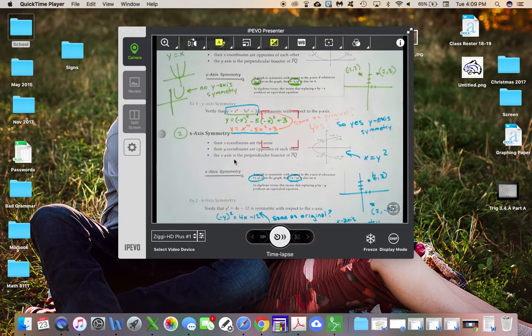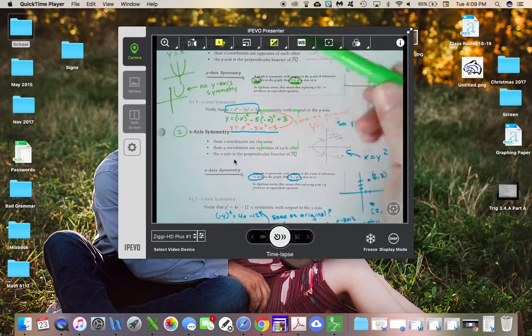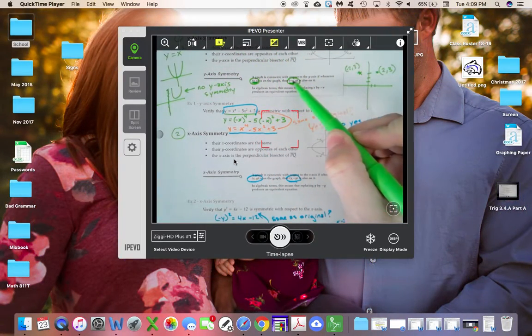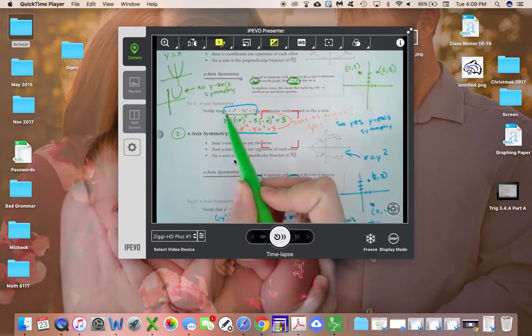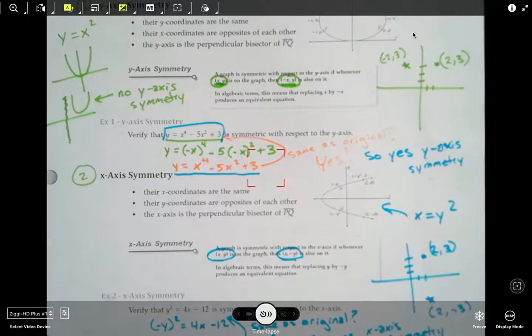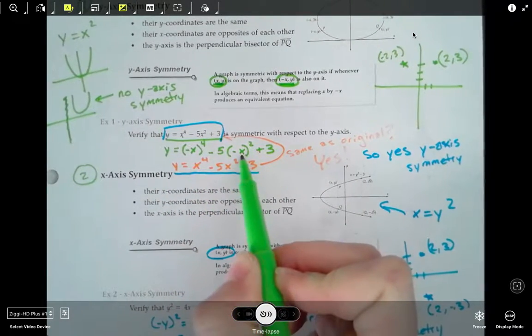So, where we left off from the last video was we started plugging in negative x into the equation. If you're trying to figure out whether it's symmetric with respect to the y-axis, you plug negative in for x and you leave the y alone. So the y here, we're going to leave it alone. Let me make this bigger, sorry. We're going to leave the y alone. We're going to change the x to negative x, and we're going to change this x to negative x also.